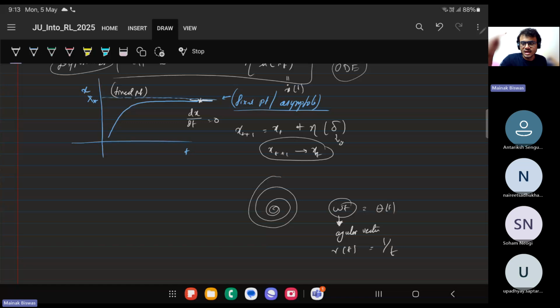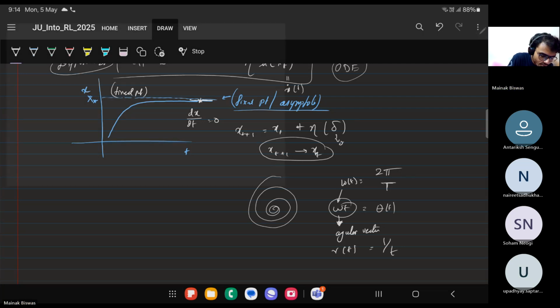That's it. So as time increases, your radius keeps on decreasing, and omega itself will be a function of time. So it's like 2 pi. The 2 pi r is the circumference of the circle, and you want to travel it in some capital T amount of time. So this is your angular velocity basically.